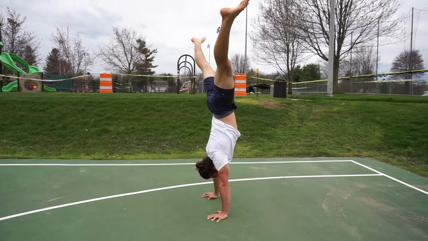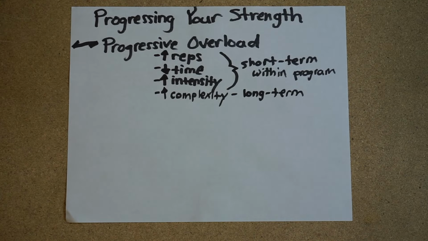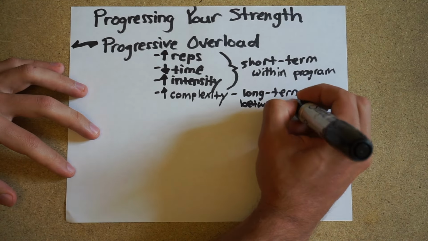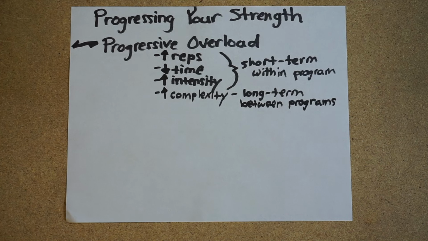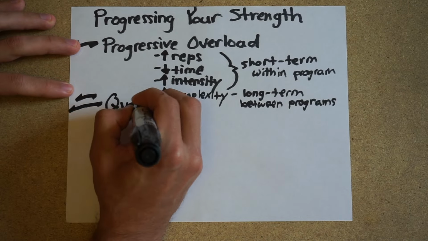We want to be going in this direction of increasing complexity, but know that increasing complexity is long term, and it is between programs. It will most likely not happen within that first program. It will happen between program 1, 2, 3, 4, the long term.